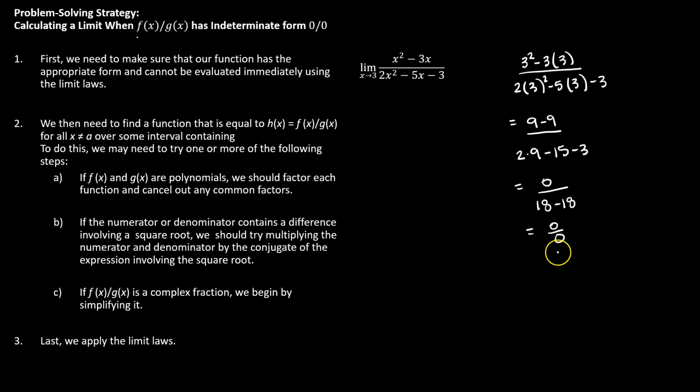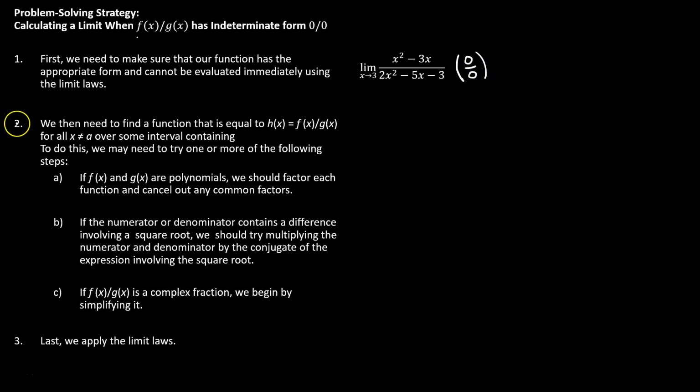And sure enough, trying direct substitution with x approaching 3, we do get an indeterminate form, so we know that we are not able to use the old rules that we had. Next we move on to step 2. Step 2 says let's find a function that is very similar to the function that we're starting with, except it doesn't give us the problem at the value that our limit is headed to.